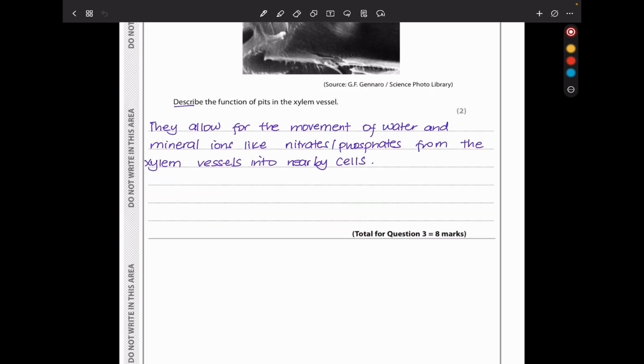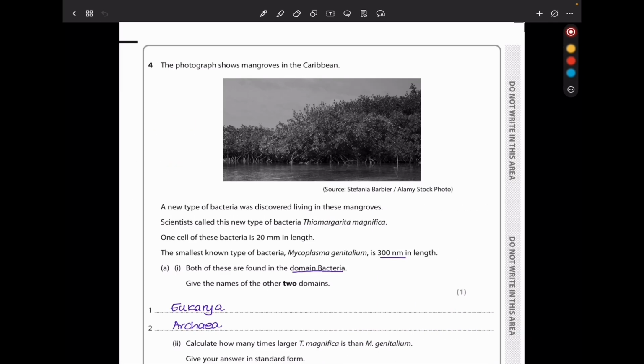So this brings us to the end of question 3. Let's continue to question 4. Question 4. The photograph shows mangroves in the Caribbean. So these are the mangroves. They say a new type of bacteria was discovered living in these mangroves. Scientists call this new type of bacteria Thiomargarita magnifica.